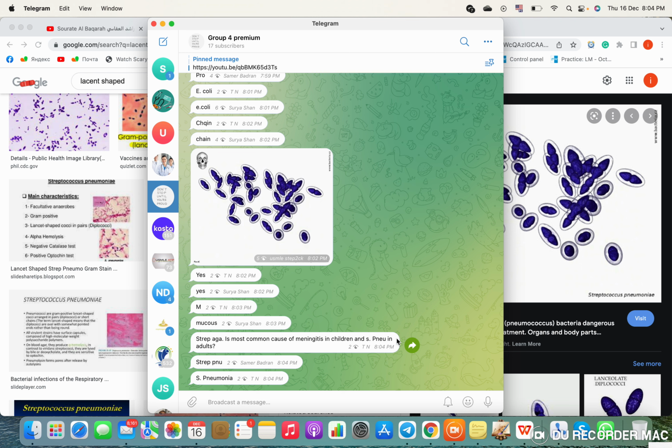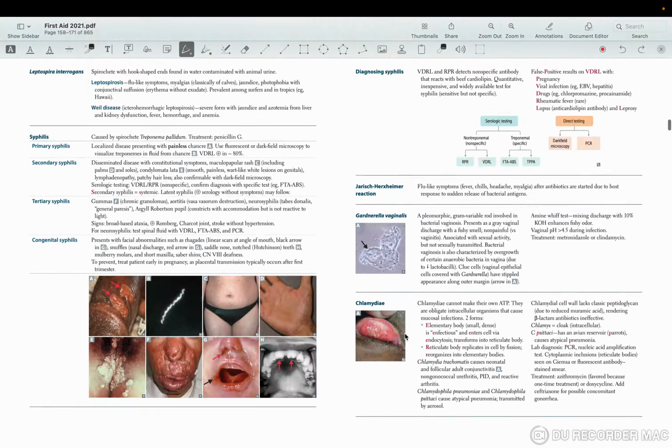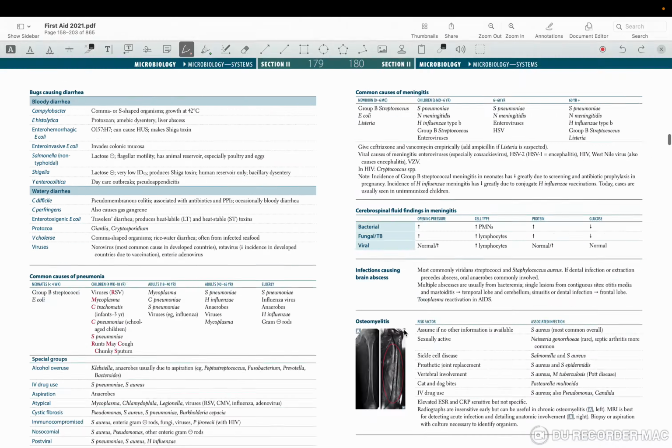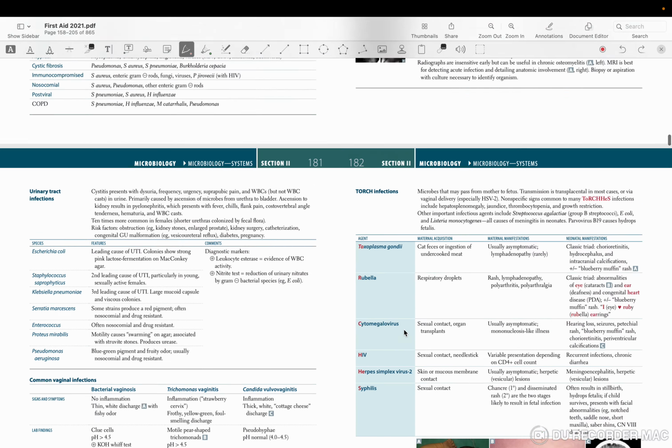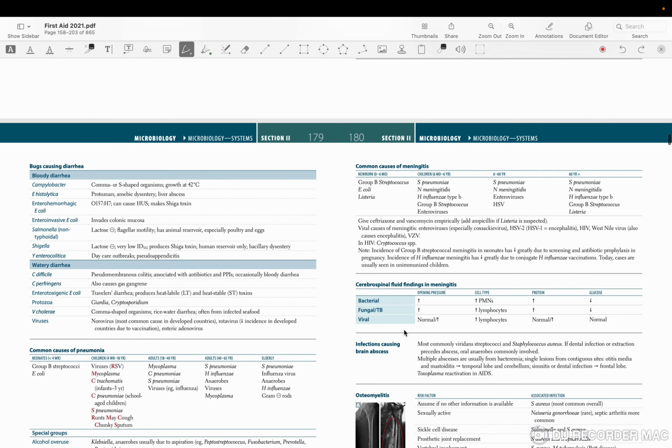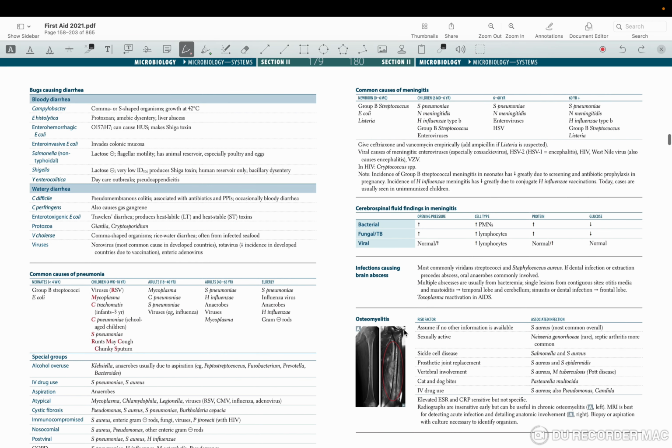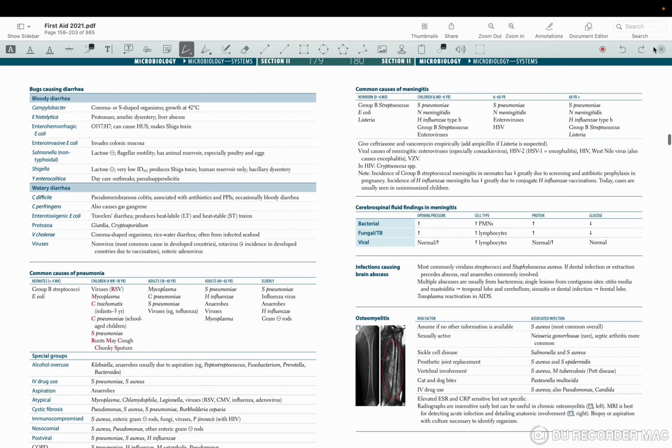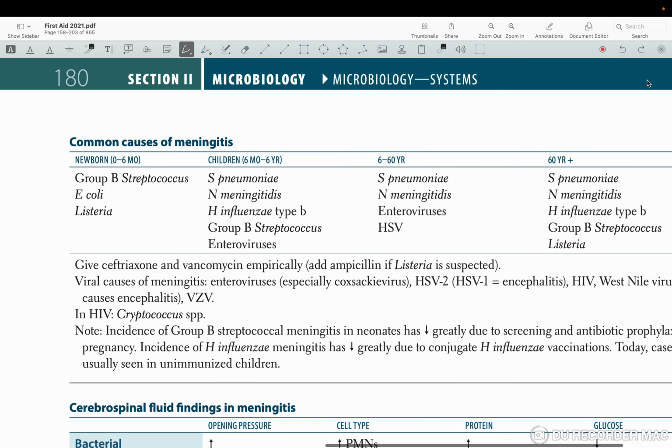Strep pneumoniae is the most common cause of meningitis in children and pneumonia in adults. Well, this is an inaccurate question. Why? Because you will discover in the near future, when we speak about systemic microbiology, that meningitis has a long story. What type of children are you speaking about? The newborn or actual children?